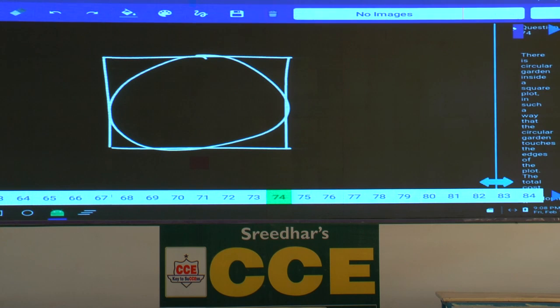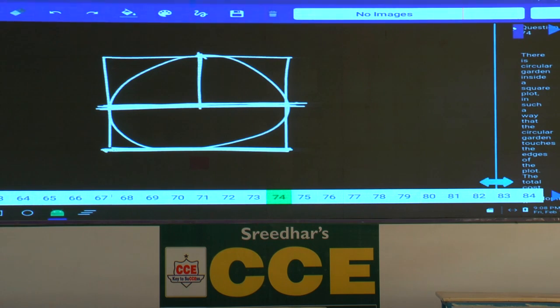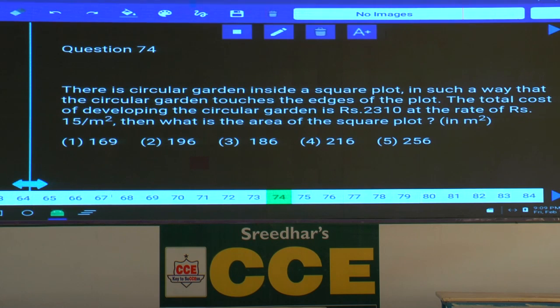What is this called for the square? Side. Length of the side and this both will be the same? With respect to the circle, what is that called? Diameter. Right. Now, what is this called for the circle? Radius. Finally, what is your question?